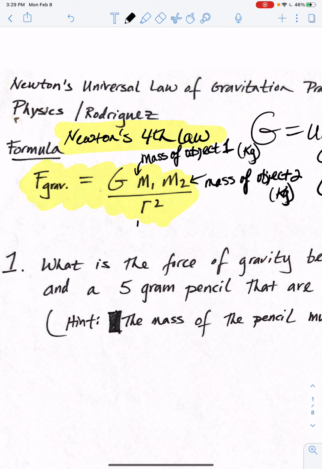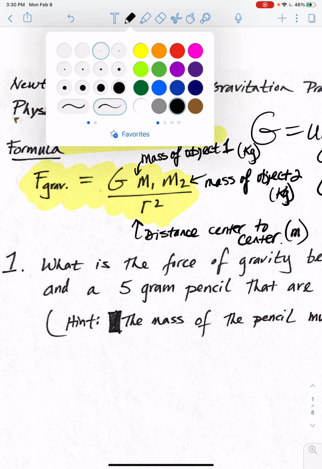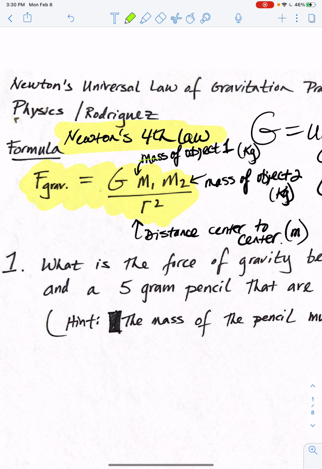Okay, r is the distance center to center. Now it is not the radius. And that's important to understand. It's in meters as well. And it's important to understand that that's the case, because a lot of times students see that r and they want to think radius.